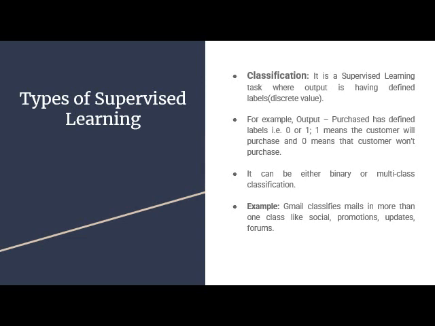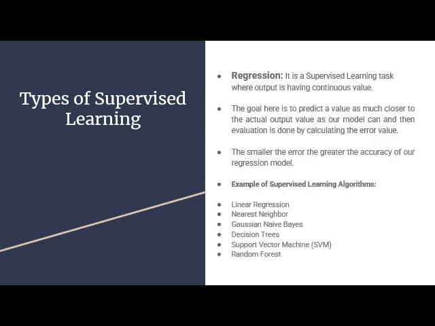And multi-class means like when you use Gmail, it classifies mails in more than one class. As you have already seen in the Gmail that some mails are marked as social, some are promotions, updates and forums. So this is an example of the multi-class classification.